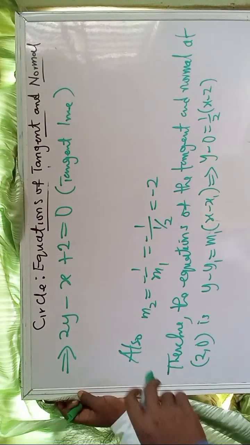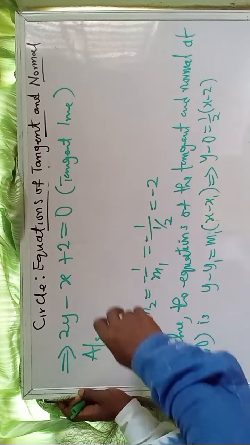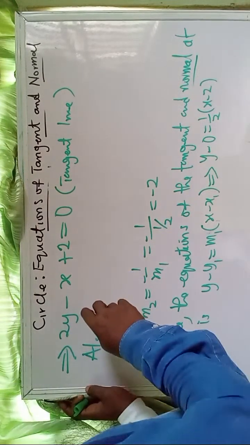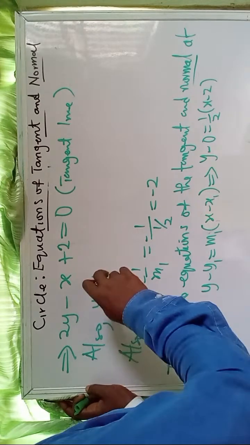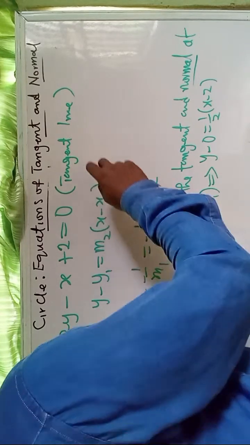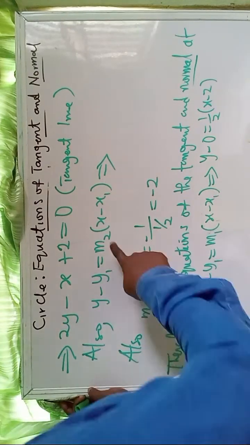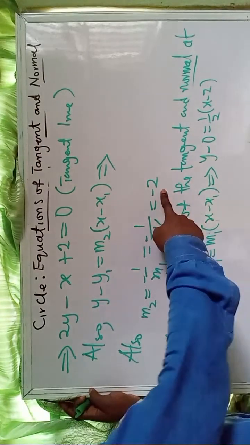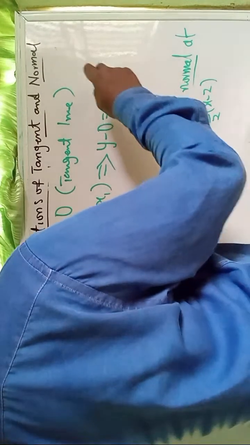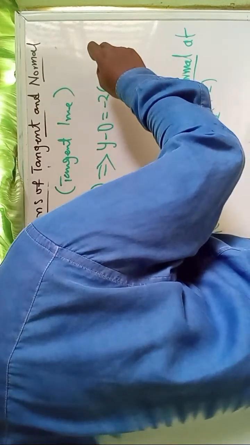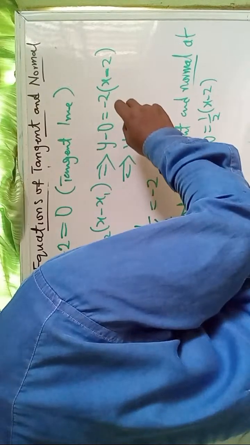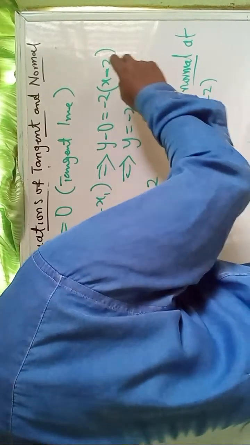And also, for the normal, it will be y minus y1 equal to m2 times x minus x1. And if you do this, you recall that our m2 is -2. So this will be y minus 0 equal to -2 times x minus 2. So of course this is y equals minus 2x plus 4.